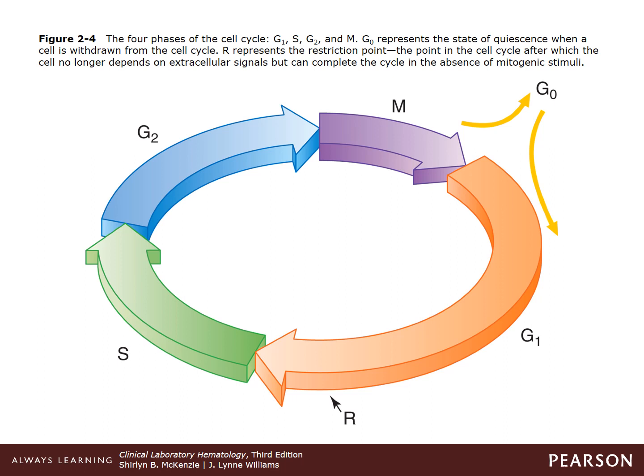When we get to the G2 phase, the tetraploid DNA is checked for proper replication and any damage. If it's okay to proceed, the G2 will go into the M phase, and mitosis and cell division will occur. Now, at G0, or the quiescent stage, the cell is not actively in the cell cycle, so it could just be waiting there for a stimulus.